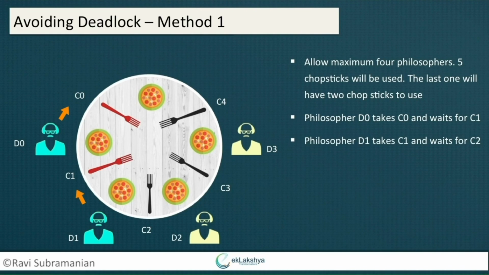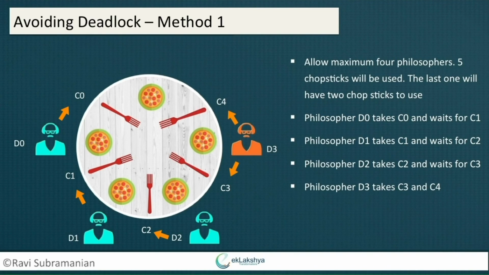D1 takes C1, waits for C2, and D2 has taken C2 and waits for C3. D3 has taken C3, but he's got C4 also available, so he's gotten both, and he starts eating now. So here we have D0, D1 and D2 waiting, but D3 is actually eating. If the wait is indefinite, we have a deadlock situation. But in this case, let's see how it proceeds.